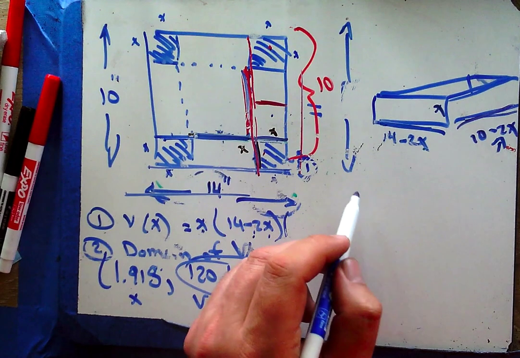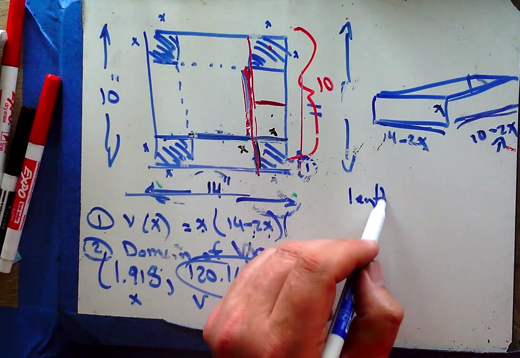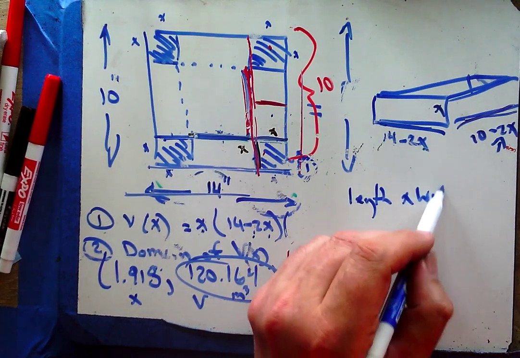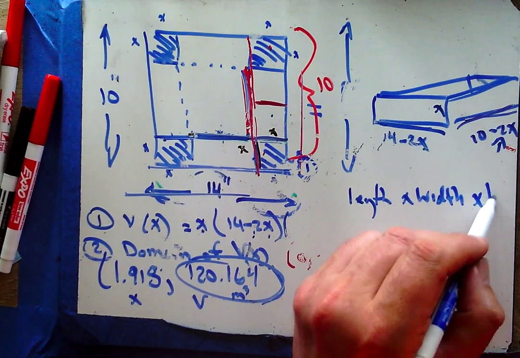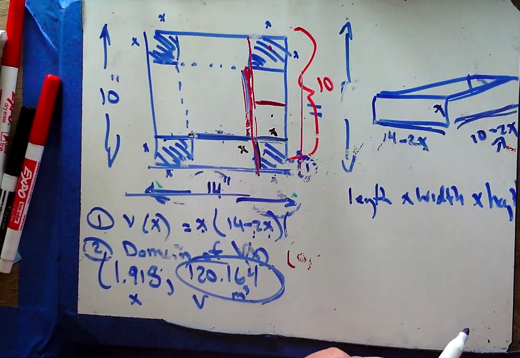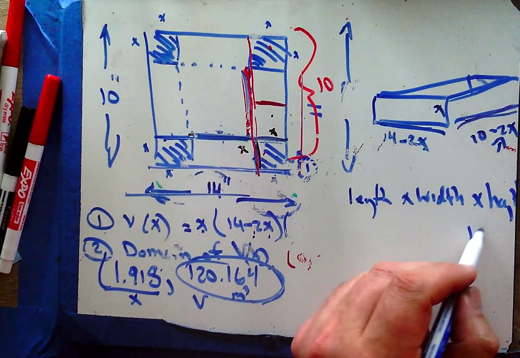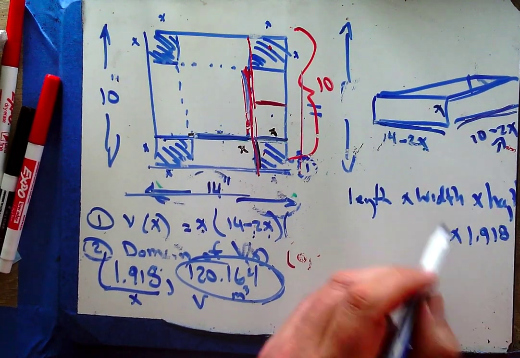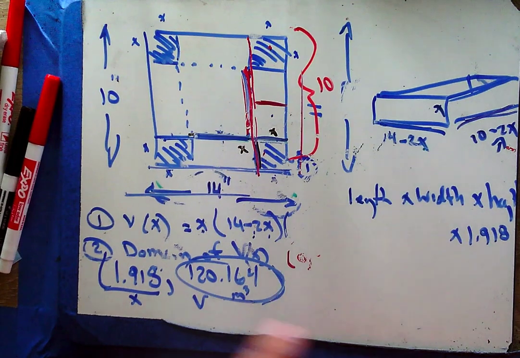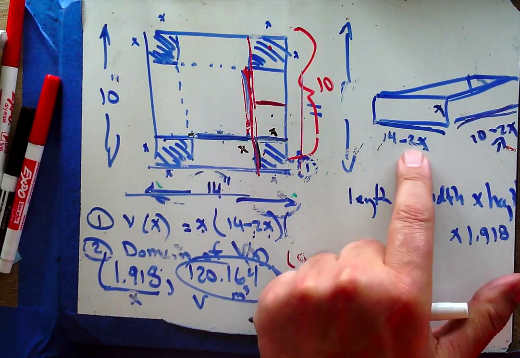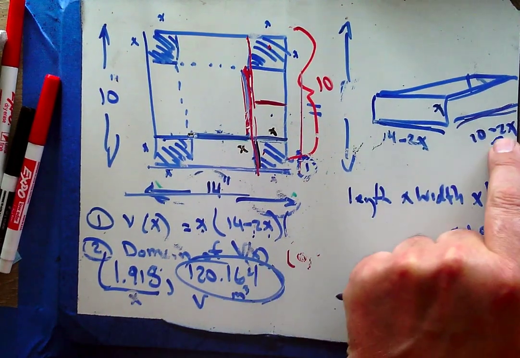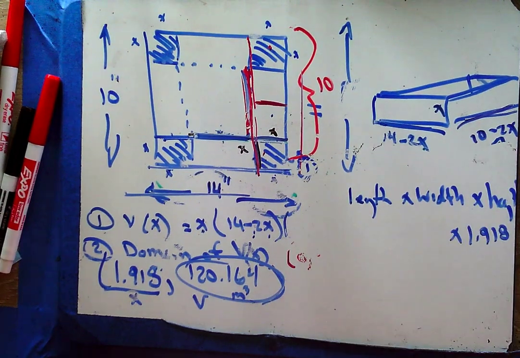Well, we want length times width times height. We know the height is 1.918. But what about the width and the length? Well, I'm going to have to take that x value and plug it in here. I have to take that x value and plug it in here.